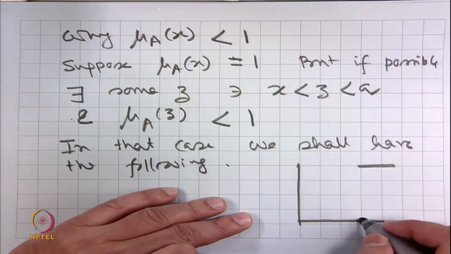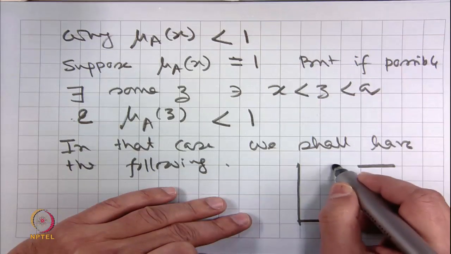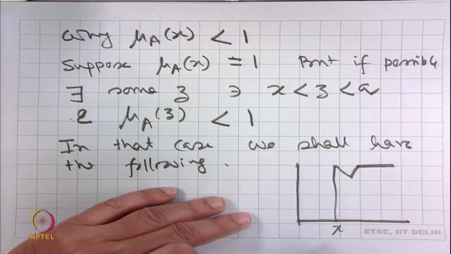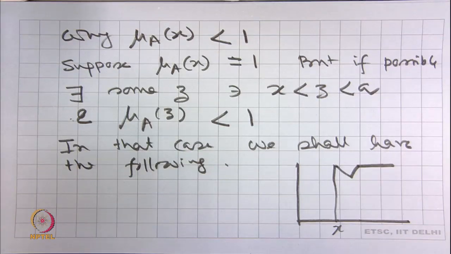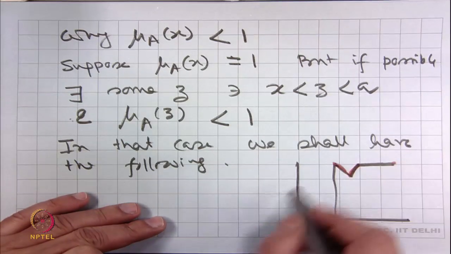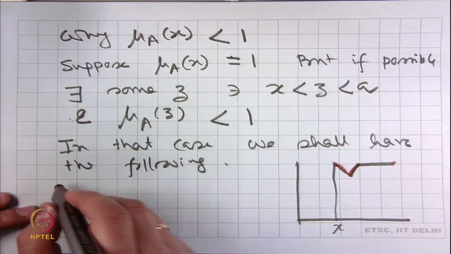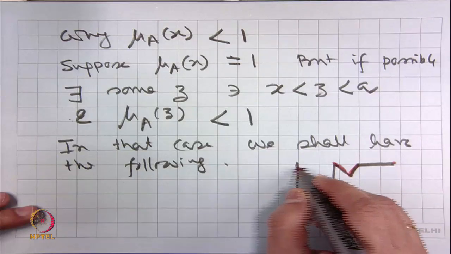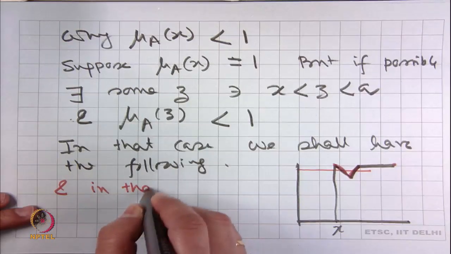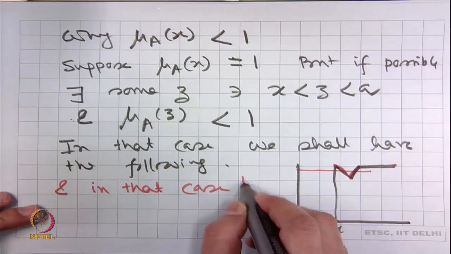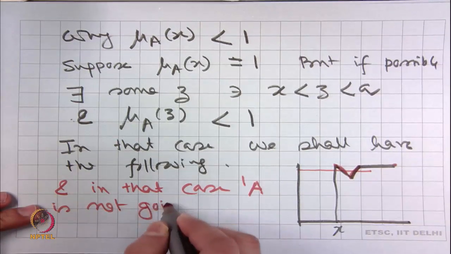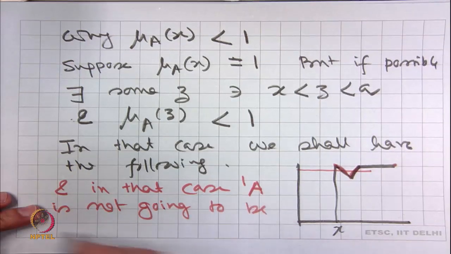From a to b it is 1, and at x it is again 1, but in between the membership function has come below 1, and then again it picked the value 1. Therefore, we shall have such a situation, and in that case the one cut of A is not going to be a closed interval.